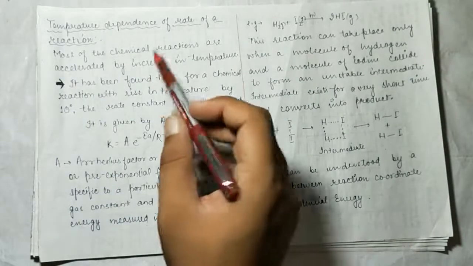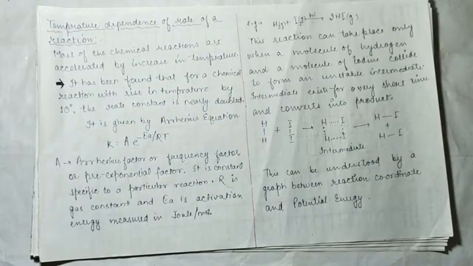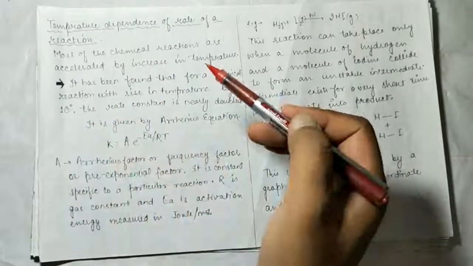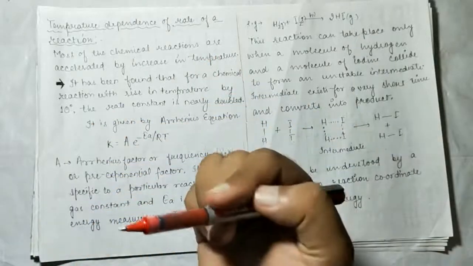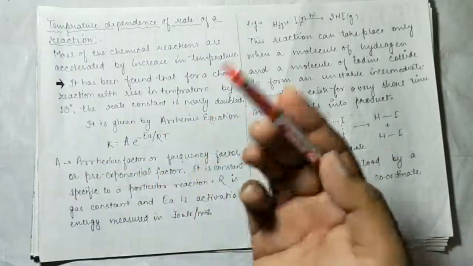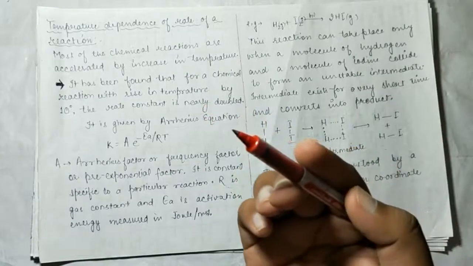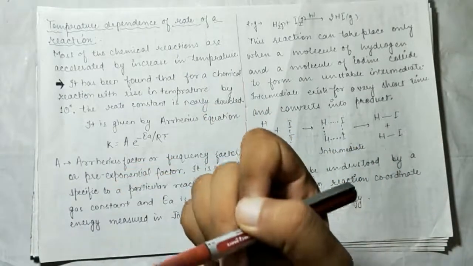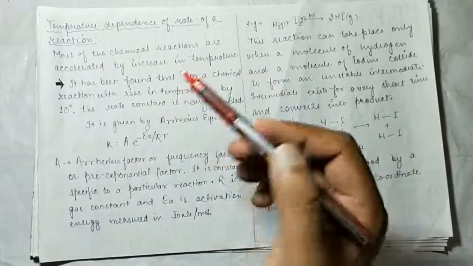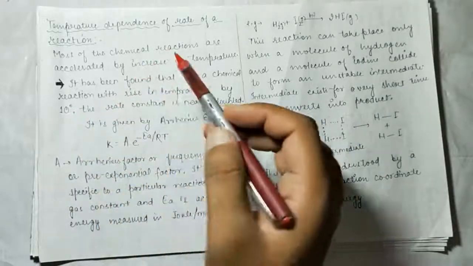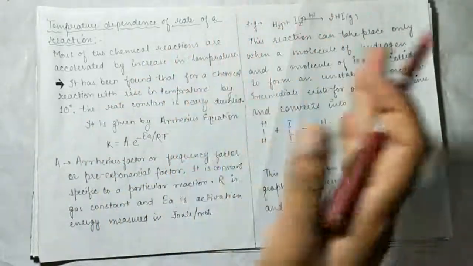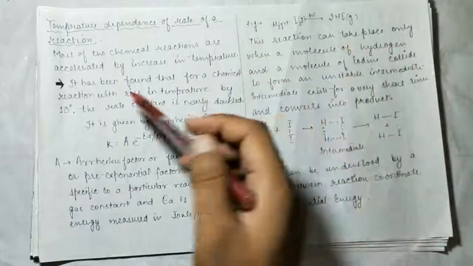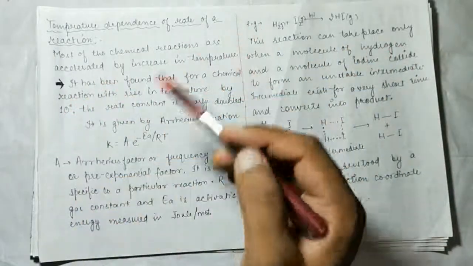Then after, temperature dependence of rate of reaction. Okay, we know that the rate of reaction increases with increase in temperature. Generally, rate of reaction increases with increase in temperature, and it is considered that at every 10 degrees Celsius or 10 Kelvin rise, the rate of reaction almost doubles.